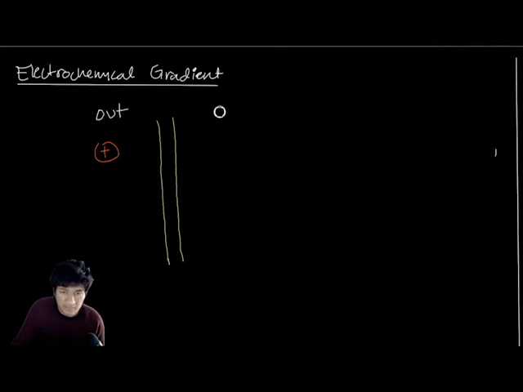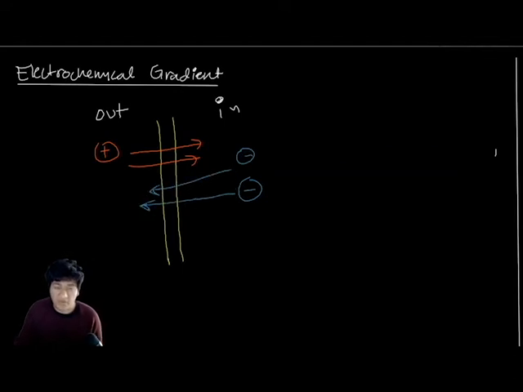Out and in. If I have many positive ions and they're moving across this side from the out to the in, I'm creating an electrochemical gradient that favors positive movement towards the intracellular region. At the same time, I might also get some negative particles that are on this side moving across this way. So the gradient just refers to a flow of charge.